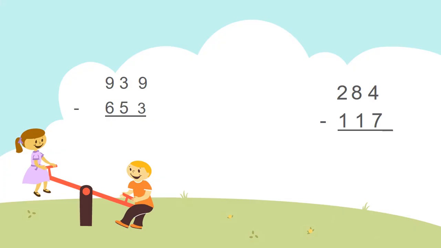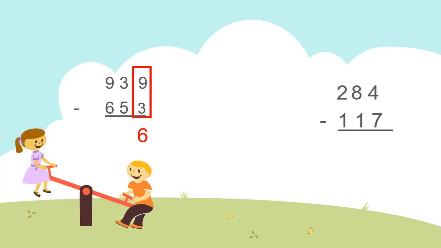Let's do the same thing that we did in the last video. We're going to do it without representation. Now this number is 939. I'm going to subtract 653. Start with the ones. 9 minus 3. I can take 3 from the 9. You can get out 9 on your fingers. Take out 3, you will get 6.